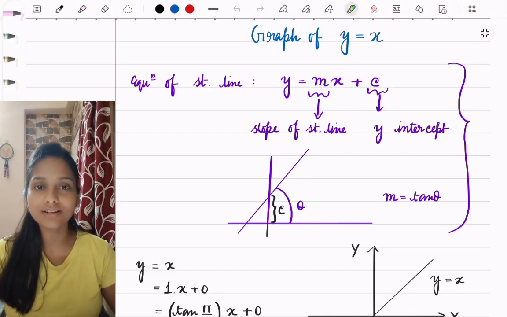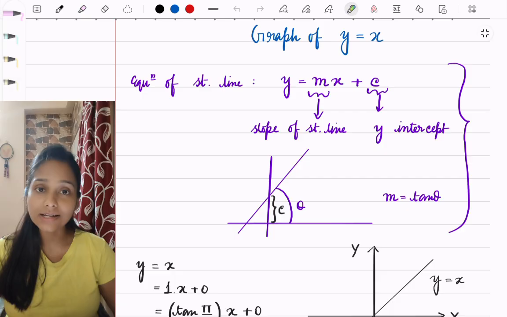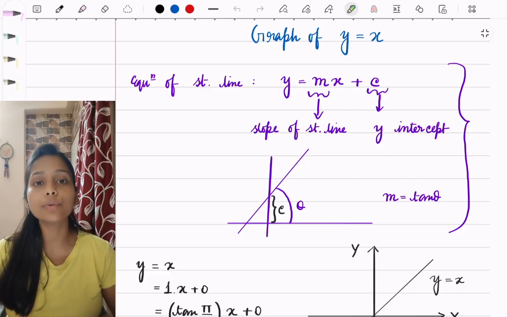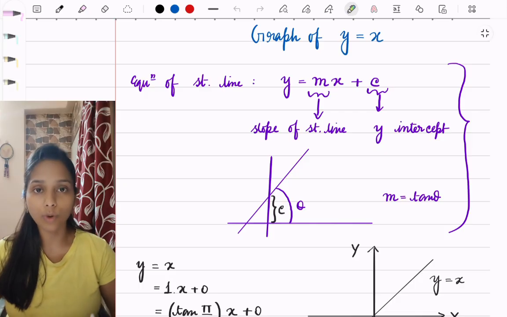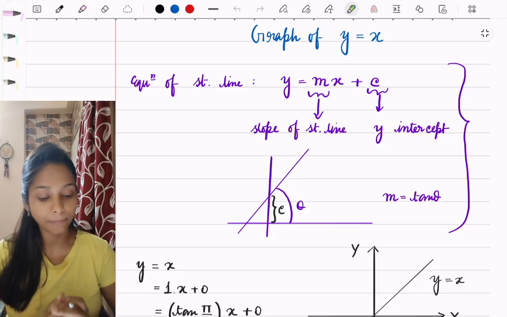Today's video is on the graph of the identity function. Identity function means y equals x. So in this function, if we put a value in the domain, we will get the same value in the range. If we put 1, the image of that 1 will be 1. Again, if we put 2, the image of that 2 will be 2, and similarly if we put any real number in the domain of the function, then we will get the same output in the case of the identity function.